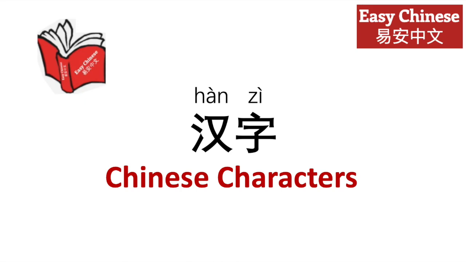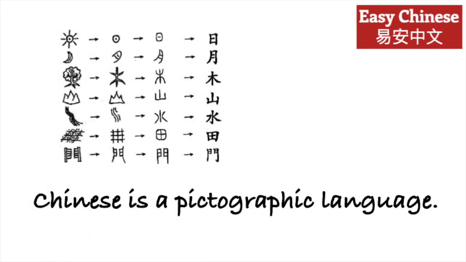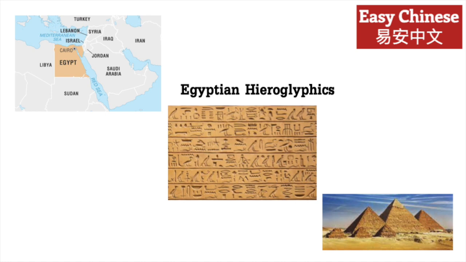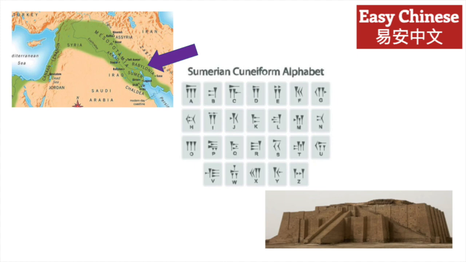Hanzi, Chinese characters. Chinese is a pictographic language, which means that the words are based on pictures, not on an alphabet. Chinese is the only language currently still in use that is entirely pictographic. There were two previous pictographic languages, ancient Egyptian hieroglyphs and Sumerian cuneiform.